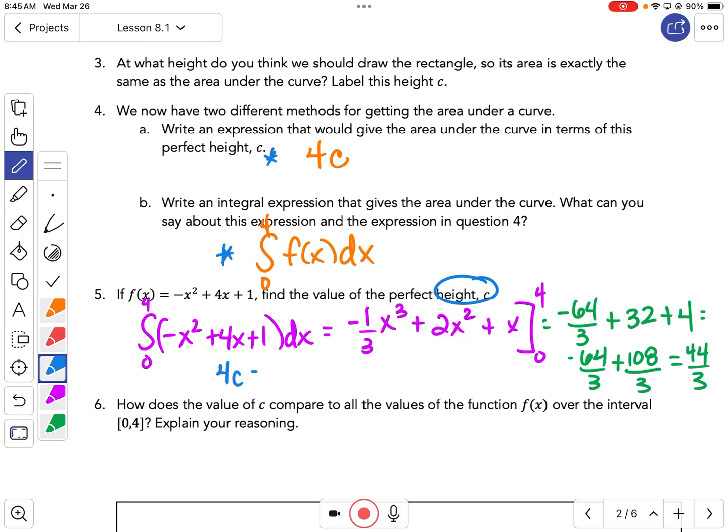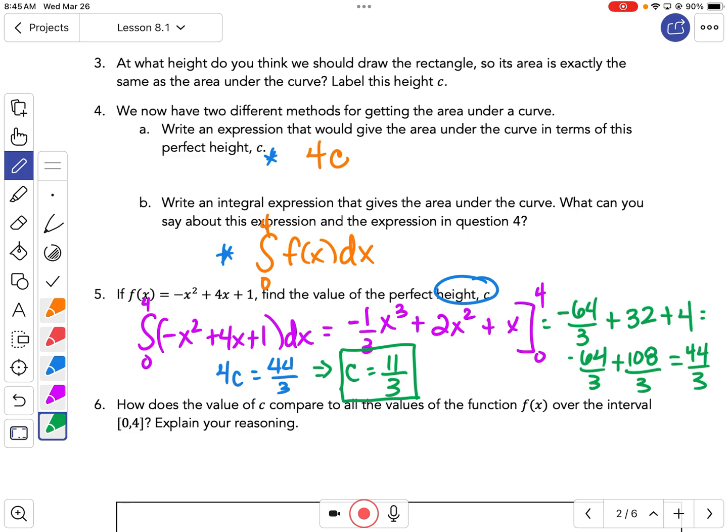So 4c should equal 44 over 3. How would I solve for c? I would divide by 4. So that should give me c equals 11 over 3, which would be about 3 2/3. And that's pretty close to where we put it. So 3 2/3 would give me that perfect height for my rectangle so that the area under the curve would equal the area of that rectangle.